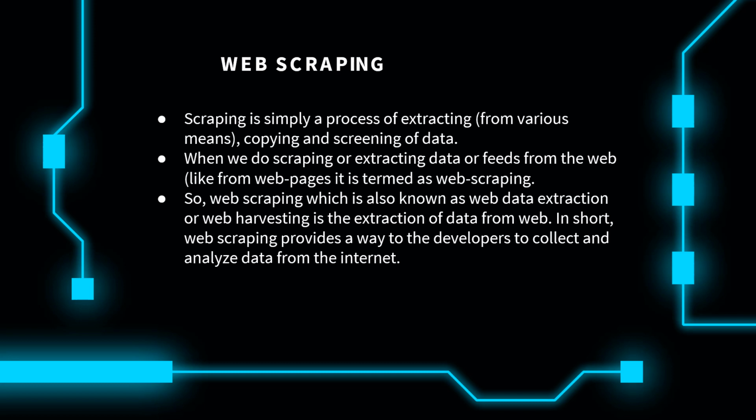Before going on to discuss much about Beautiful Soup, let's have a look at what web scraping is. Scraping is simply a process of extracting, copying and screening of data. So web scraping means extracting data or feeds from the web. Web scraping, which is also known as web data extraction or web harvesting, is the extraction of data from the web. In short, web scraping provides developers a way to collect and analyze data from the internet.